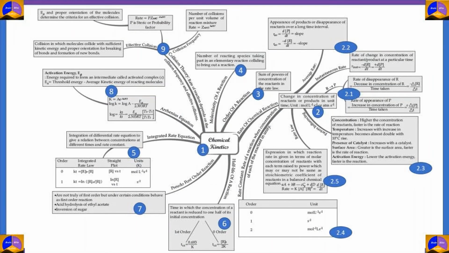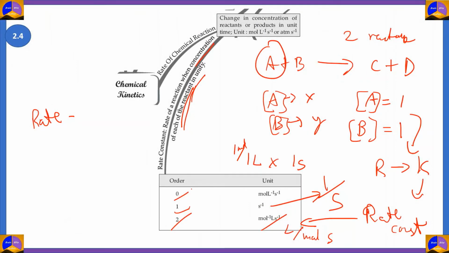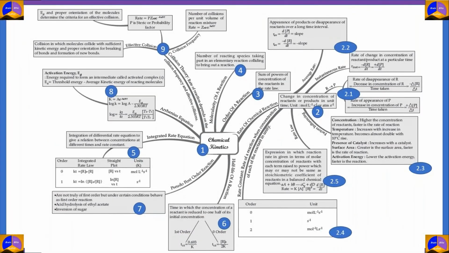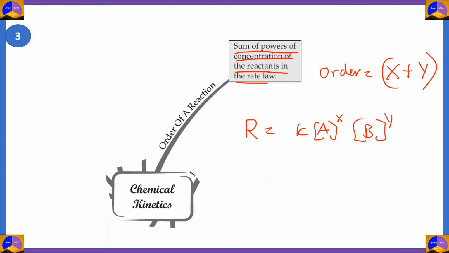Now, in the previous case, we found that the order is 0. So over here, X plus Y is 0. And in a first order reaction, X plus Y is equal to 1. And in a second order reaction, X plus Y is equal to 2. So that is all about the order of a reaction.